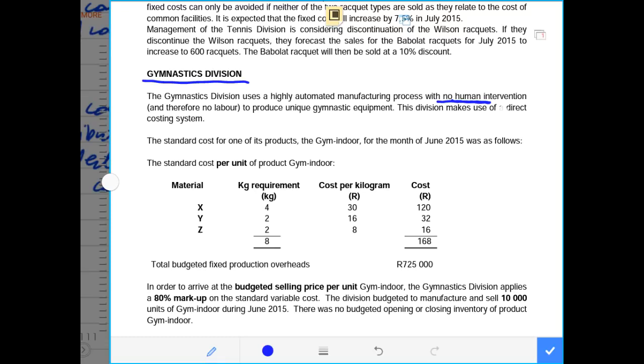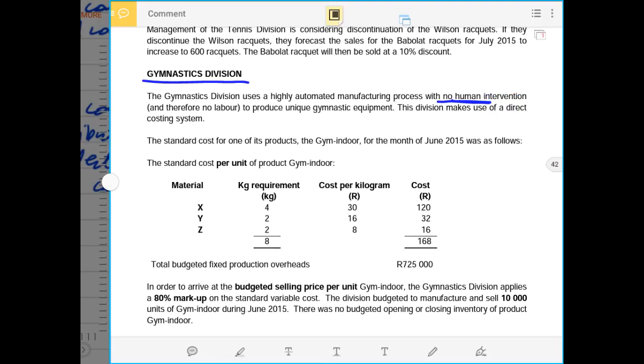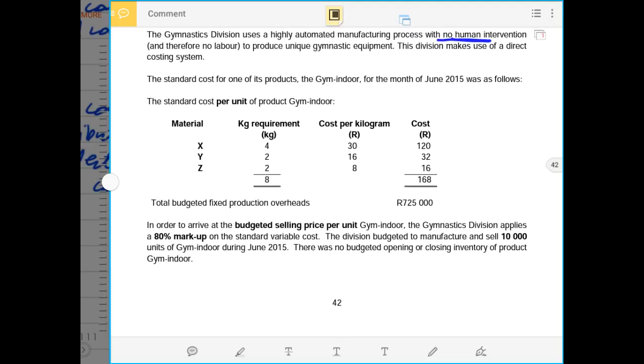There will be no labor rate, there will be no labor efficiency because there's no human intervention to produce a unique gymnastic equipment. This division makes use of a direct costing system. So the company is making use of the direct costing system. The standard cost for 1 unit of its product, which is the gym indoor, for the month of June 2016 was as follows.